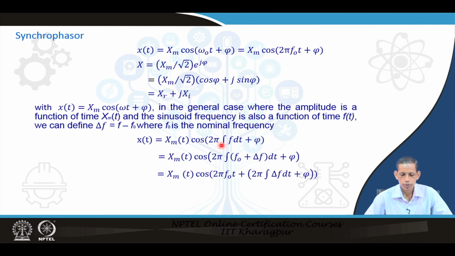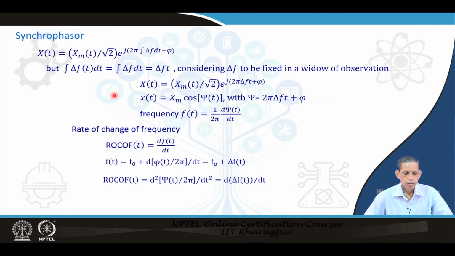Because this is omega t, this leads to the relation in terms of X_m(t) cos of 2 pi integration of (f_0 plus delta f) dt plus phi, that is 2 pi f_0 t plus 2 pi integration of delta f dt plus phi. Therefore, the corresponding phasor at instant t will be X_m, the peak, upon root 2 e to the power j (2 pi integration of delta f dt plus phi), considering delta f to be fixed within the window of observation.